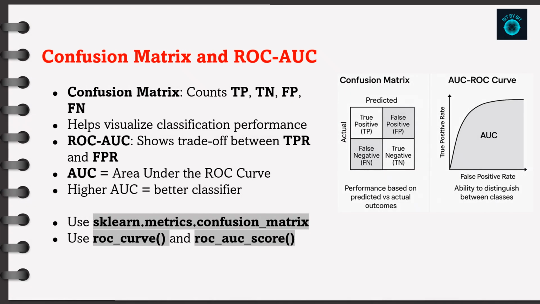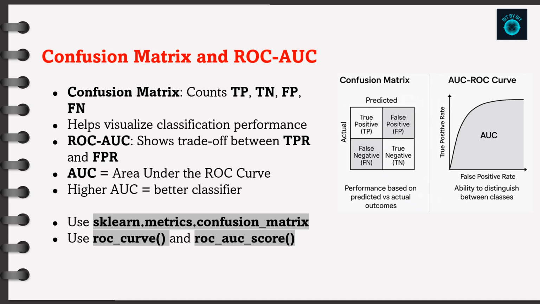Let's explore 2 more important tools to evaluate your models: the confusion matrix and the ROC-AUC score. The confusion matrix is a summary table that shows how well your model performed. It displays 4 values: true positives, correctly predicted positives; true negatives, correctly predicted negatives; false positives, wrongly predicted as positive; false negatives, wrongly predicted as negative. By analyzing these values, you can better understand where your model makes mistakes. For example, is it generating too many false positives or missing actual positives?